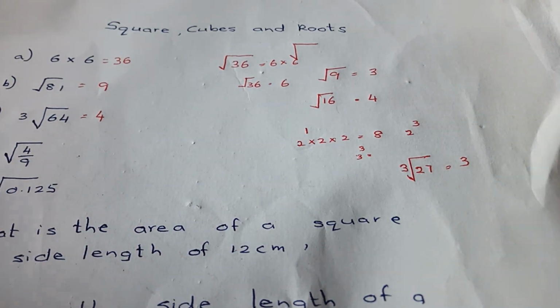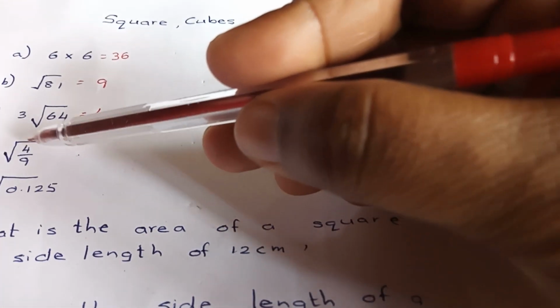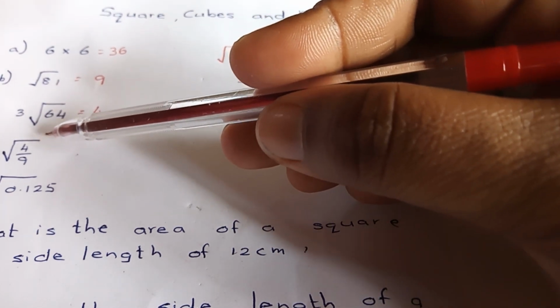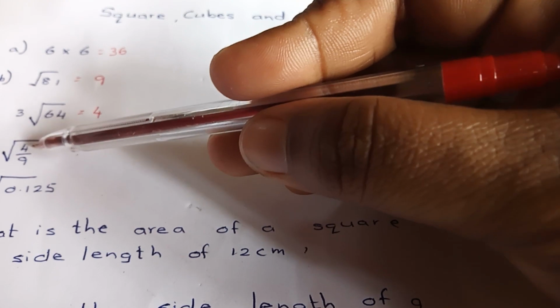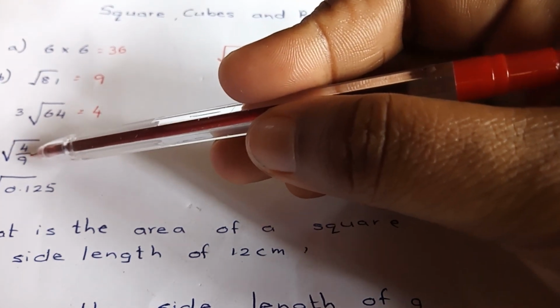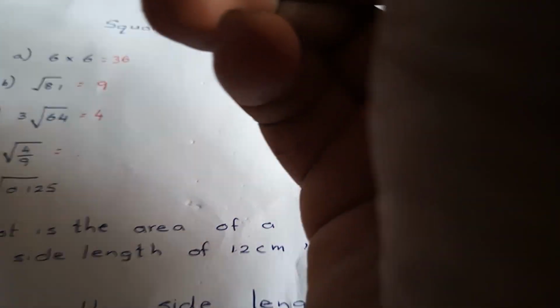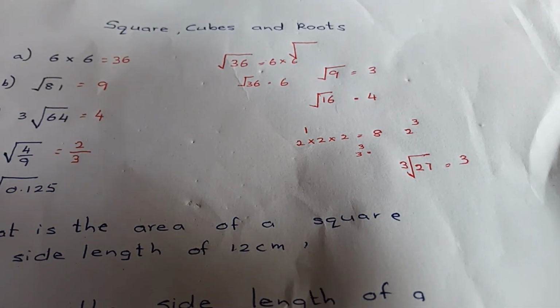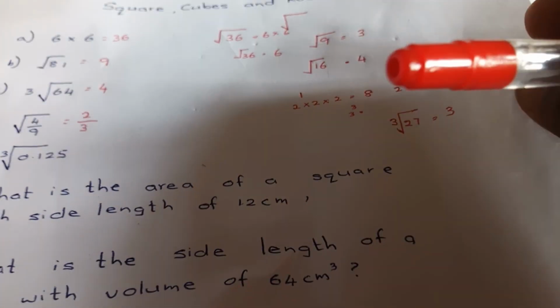Now look at the next question. What's the symbol? Is it a square root or cube root? It's a square root. Square root of 4 over 9. Here they have given a fraction, so we have to give the answer as a fraction. Square root of 4 is 2. Square root of 9 is 3. So it's 2 over 3. So I'm just revising the squares, cubes and roots.